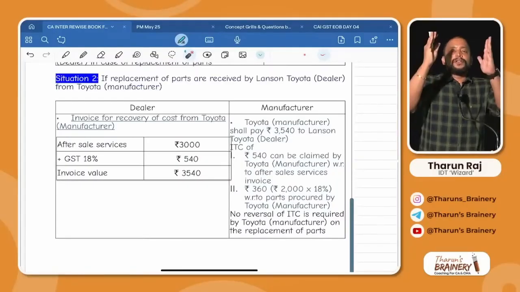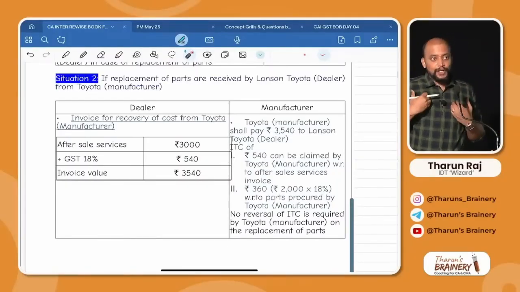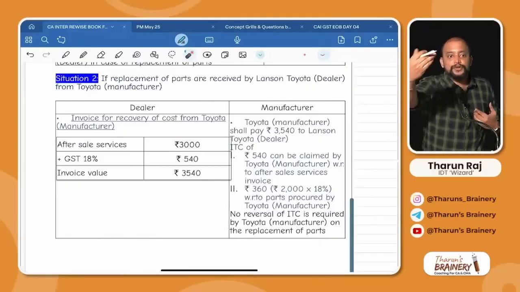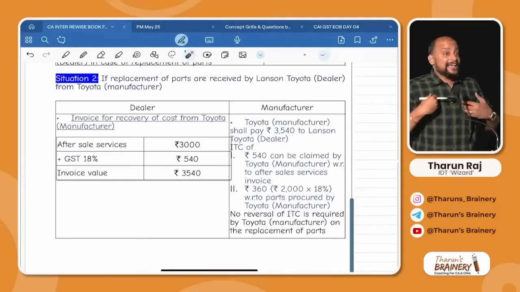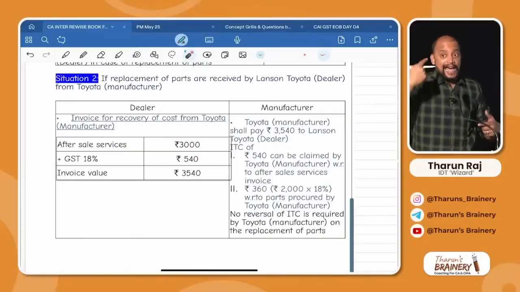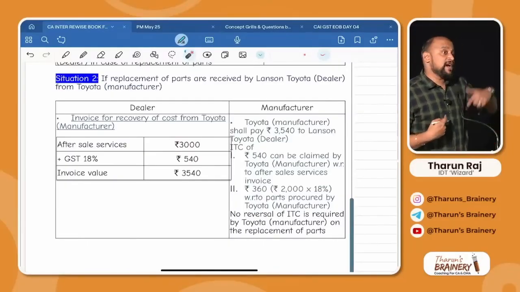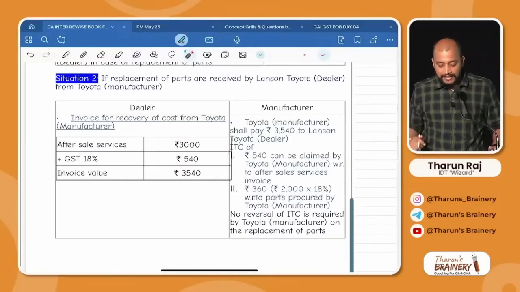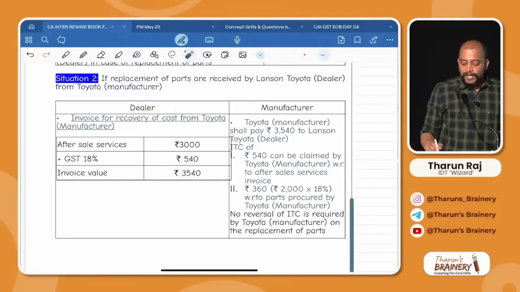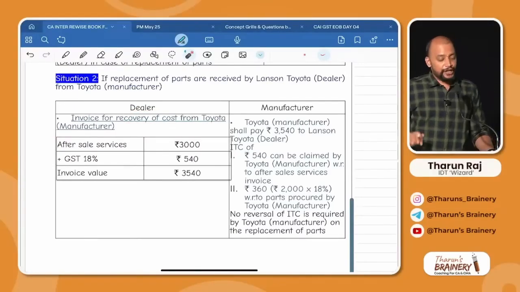Clear? Now, manufacturer, what will I do? First, I paid 3,540 to you. Can I take ITC on that 540? Yes. And that part, the manufacturer is buying. Can the manufacturer take ITC on the part purchase? Yes. So please see the answer. Dealer, invoice for recovery of cost from manufacturer: you will just recover 3,540 from me and you will pay 540 to government.